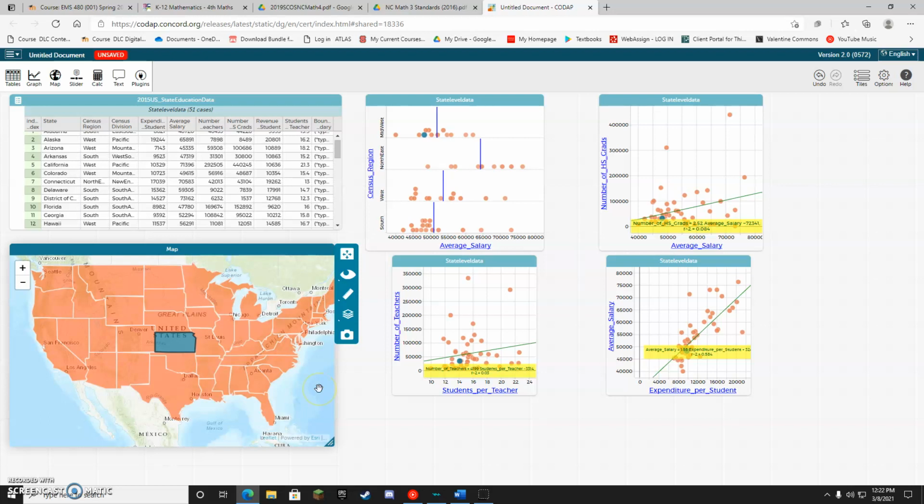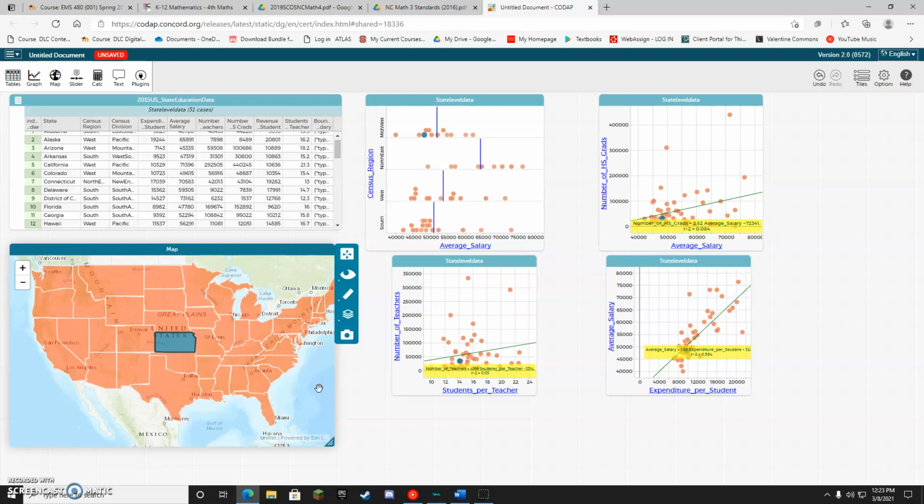So another standard is NC.M4.SP.2, which is also a Math 4 standard. It states apply informal and formal statistical inferences to make sense of and make decisions in meaningful real-world contexts. Basically, that's what you're doing in this task. You are plotting different graphs, trying to find relationships between data using least squares lines, finding means to decide where you want to teach. Look at things like the average salary, expenditure per student, things like that.